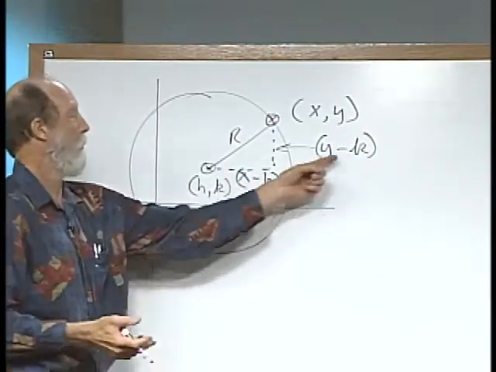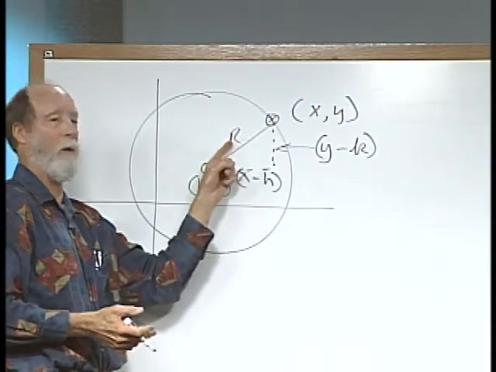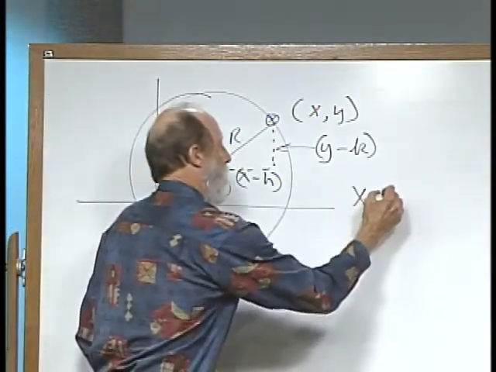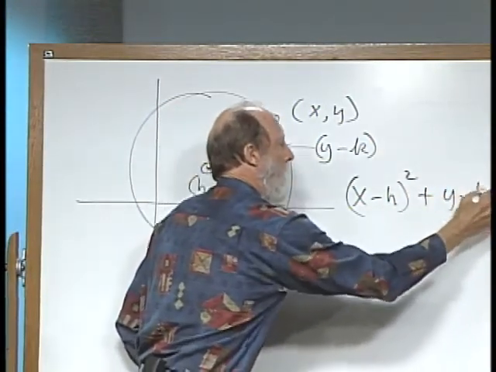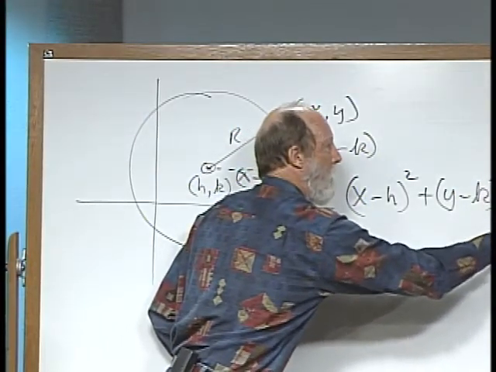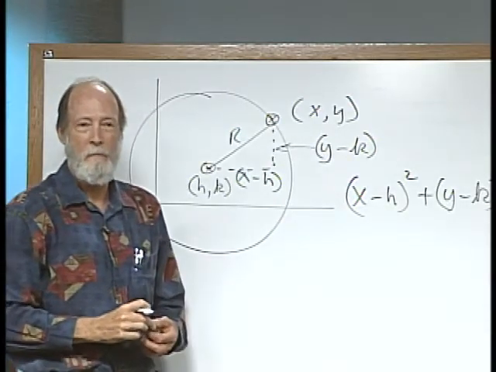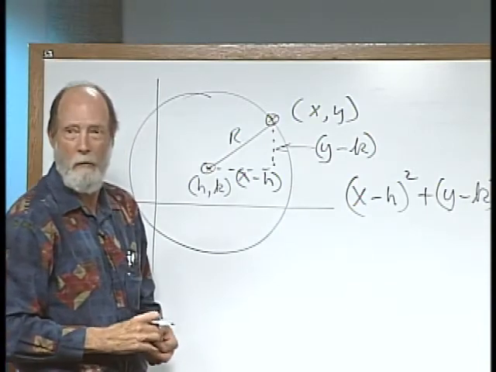What's Pythagoras say about this relationship between the rise, the run, and the R? Square, square, square. X minus H, that leg squared, plus the other leg squared, equals the hypotenuse squared, which is the radius. Okay, should have another minute or so left.